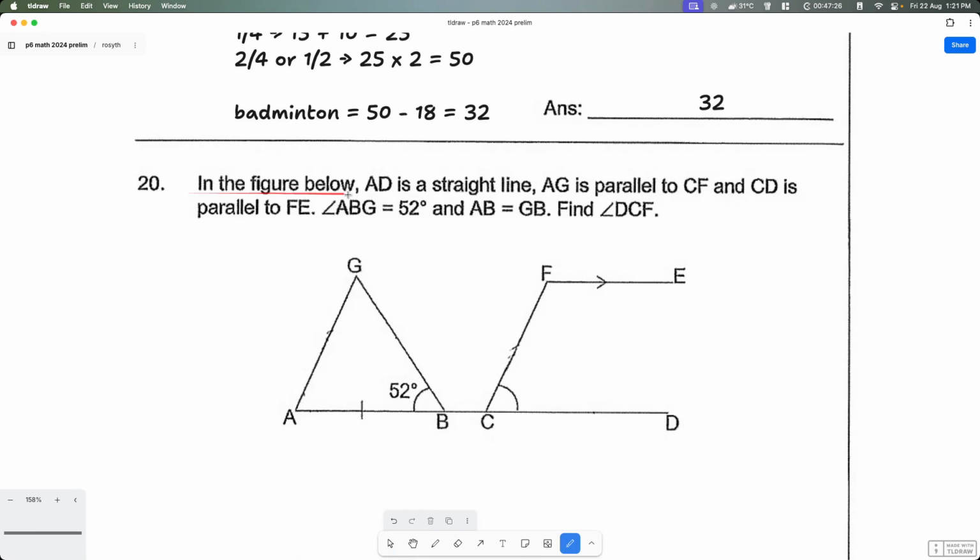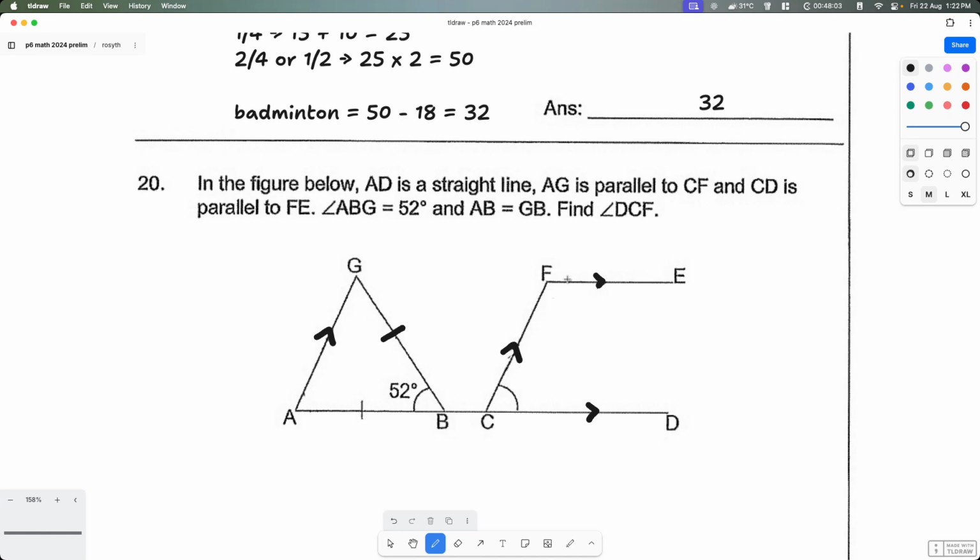Question 20. In the figure below, AD is a straight line. AG, where's AG? Okay, AG is parallel to CF. This one is parallel to CF. Okay, so, and then CD is parallel to FE. CD is parallel to FE. All right. Okay, so now FABG is 52 degrees and AB is equal to GB. In this case over here. Oops, this one. All right. Find D, C, and F.